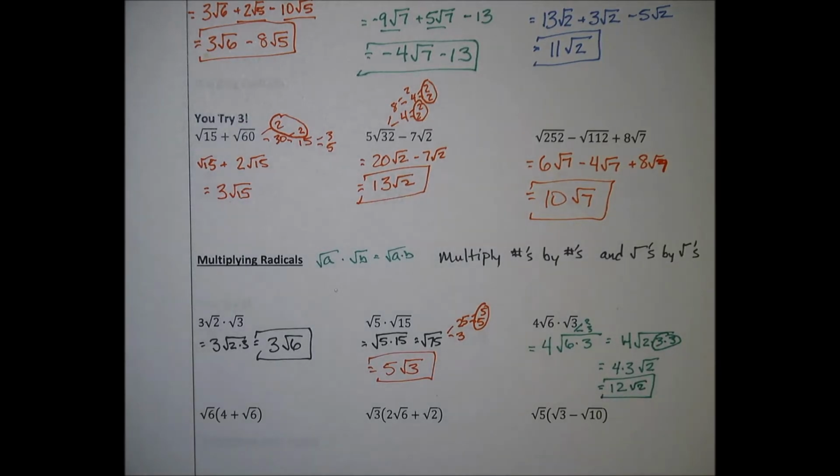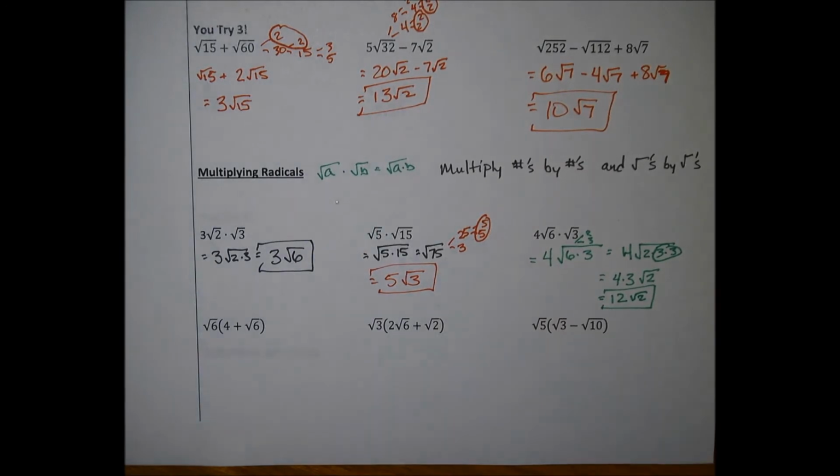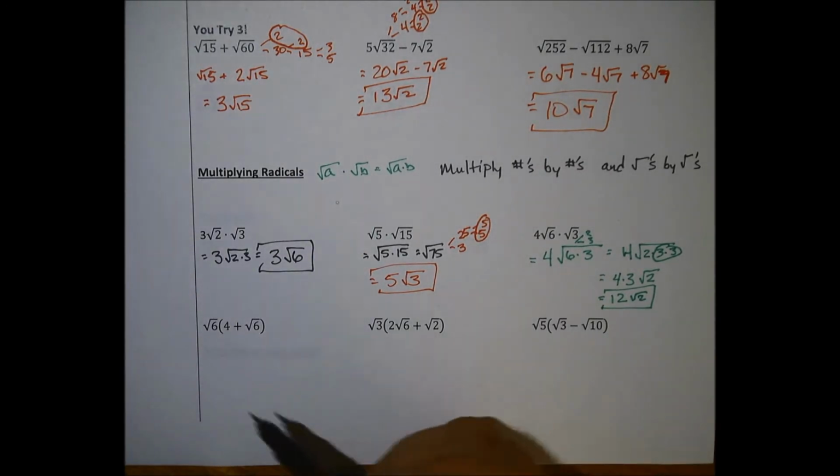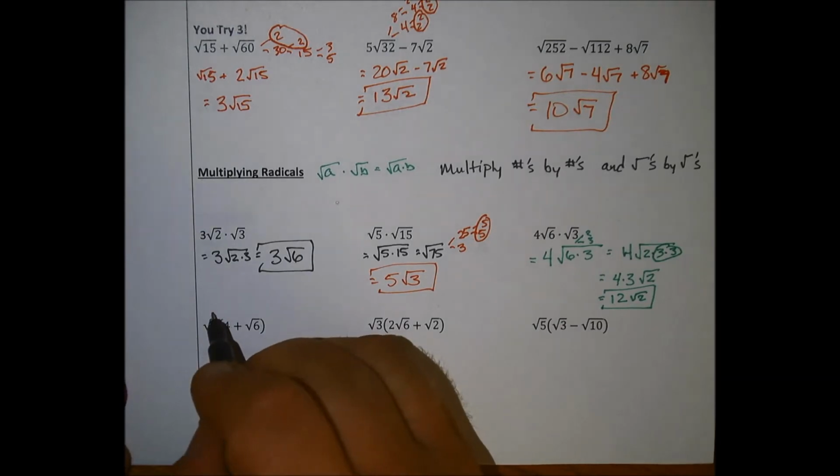All right. So that's kind of the basic idea of multiplying radicals. On the problems below, there's an added little feature. We have parentheses now. Goody goody. You know what parentheses mean, though.